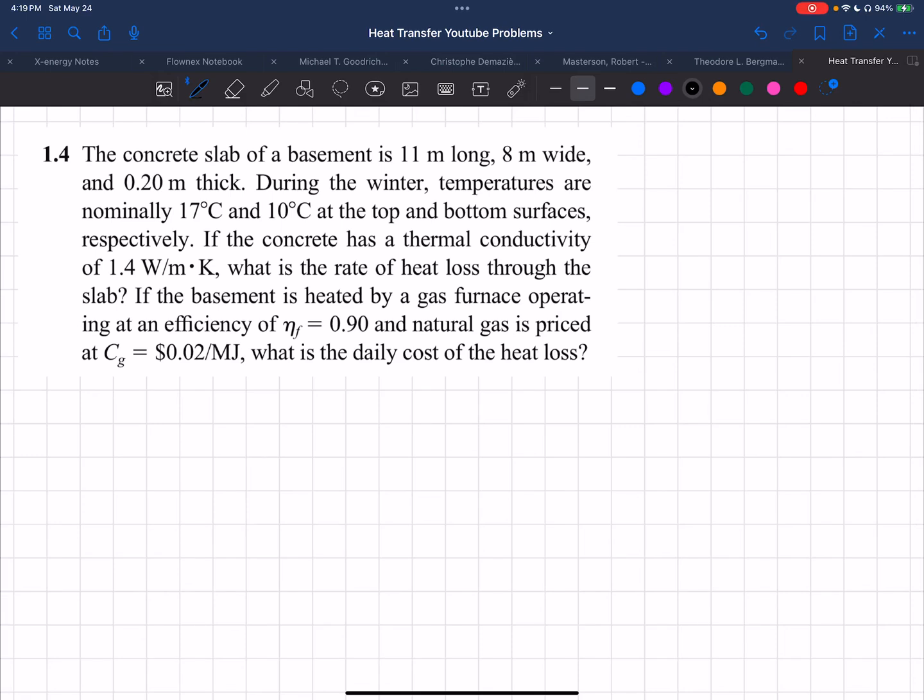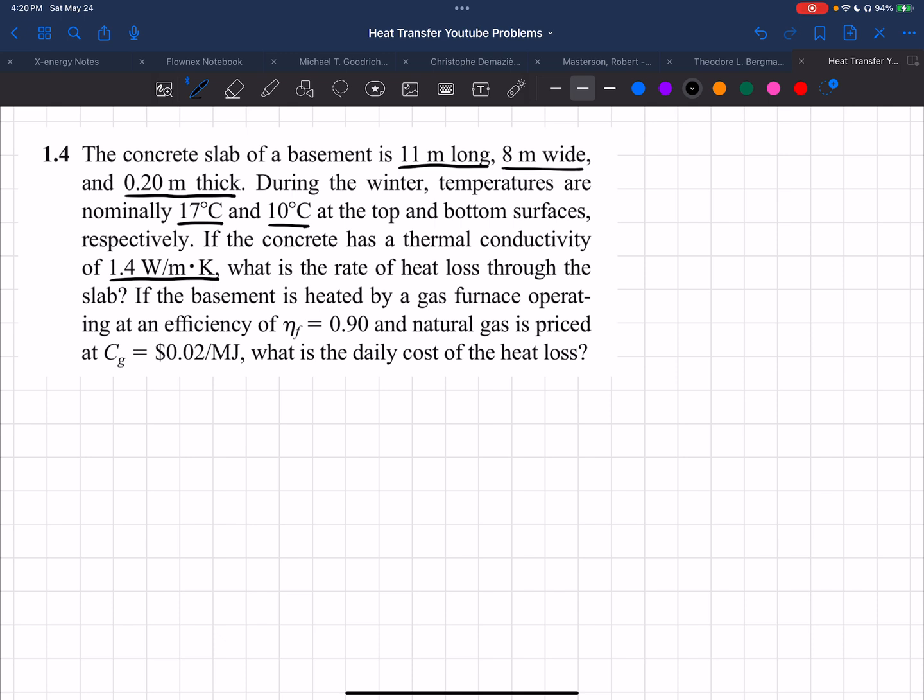So today we're going to be looking at problem 1.4 from Fundamentals of Heat and Mass Transfer, 7th edition. The problem is: the concrete slab of a basement is 11 meters long, 8 meters wide, and 0.2 meters thick. During the winter, temperatures are nominally 17 degrees Celsius and 10 degrees Celsius at the top and bottom surfaces, respectively. If the concrete has a thermal conductivity of 1.4 watts per meter Kelvin, what is the rate of heat loss through the slab?